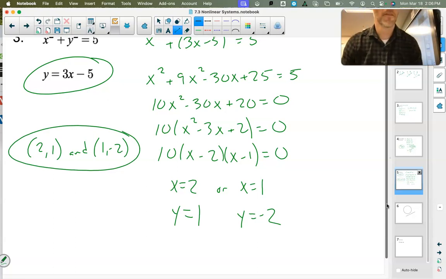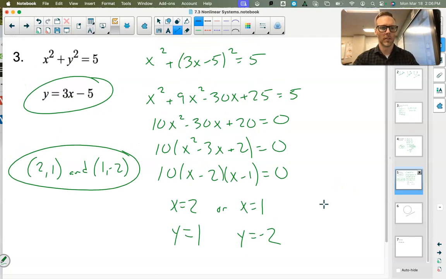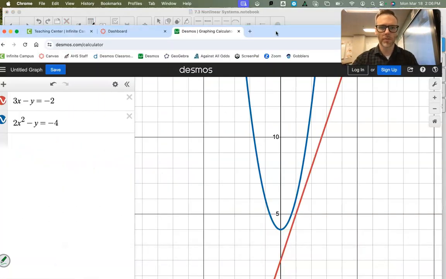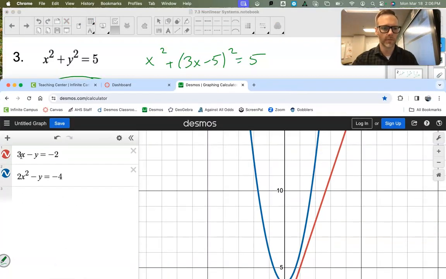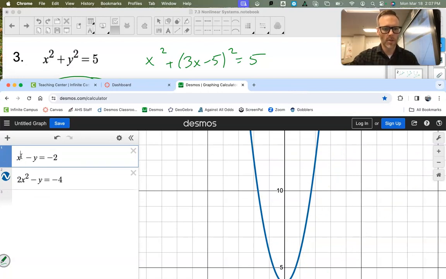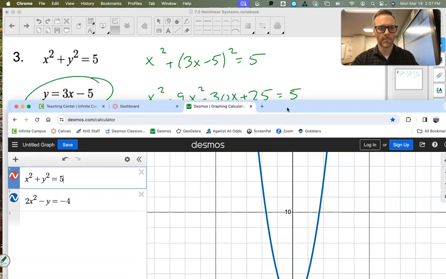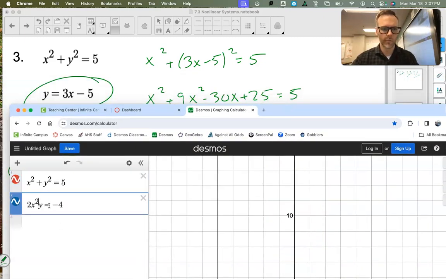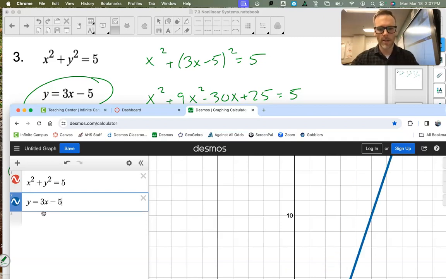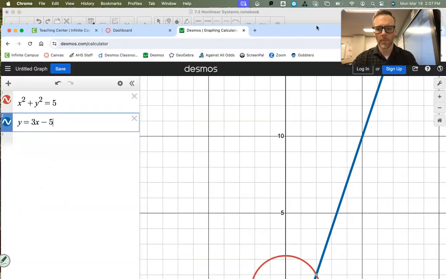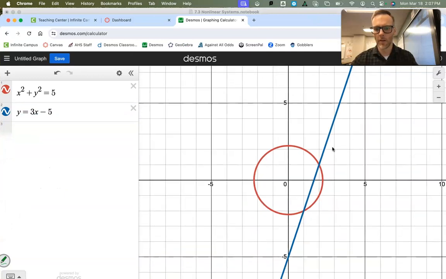All right. Let's graph this one in Desmos. X squared plus y squared equals 5. Y equals 3x minus 5. There we are. Two solutions. Our 2 points.